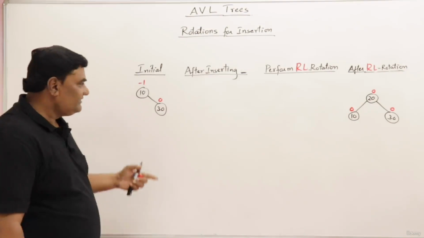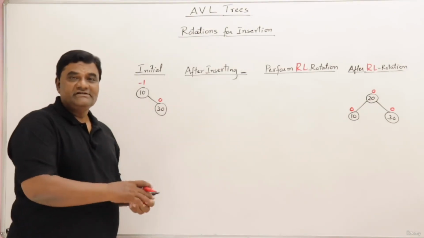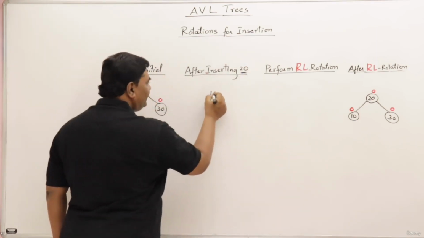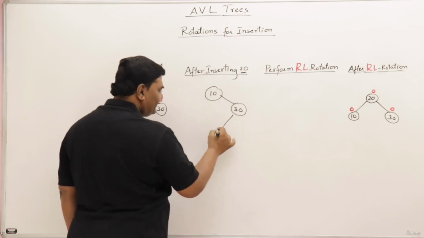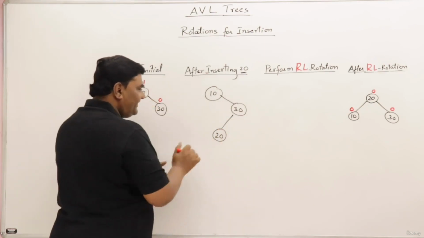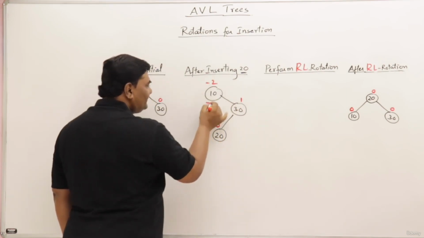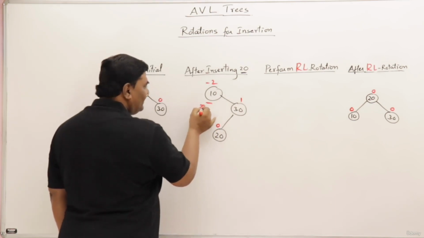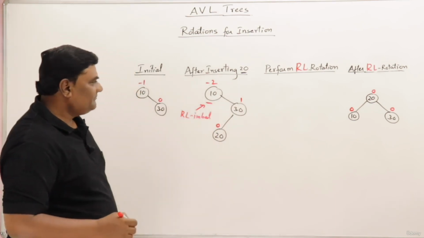For RL rotation, this is the initial tree, 10 and 30, right? Now we will insert a new element, 20, in this one. If we insert 20, 20 is greater than 10 but less than 30, so it comes on this side. Then the balance factors are 0, 1 and this is minus 2. So this became imbalanced. Which imbalance? Right, left. So RL imbalance. In short, I wrote RL imbalance.